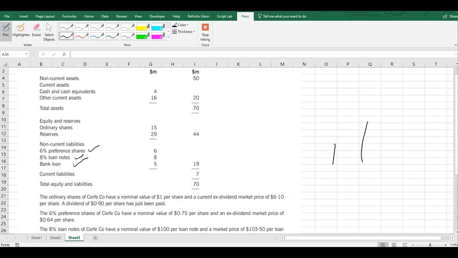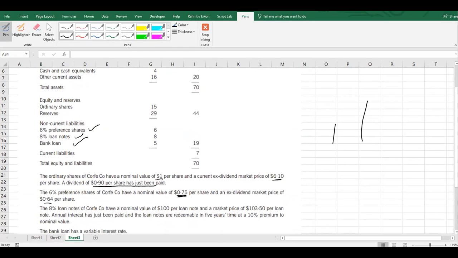The company has a nominal value of $1 per share. The current ex-dividend market price is 6.1. A dividend of 0.9 per share has just been paid. The 6% preference shares have a nominal value of 0.75, and an ex-dividend market price of 0.64 per share is given. Then the 8% loan notes of the company have a nominal value of $100 and a market price of 103.5. Annual interest has just been paid and the loan notes are redeemable in 5 years' time at a 10% premium. The bank loan has a variable interest rate.